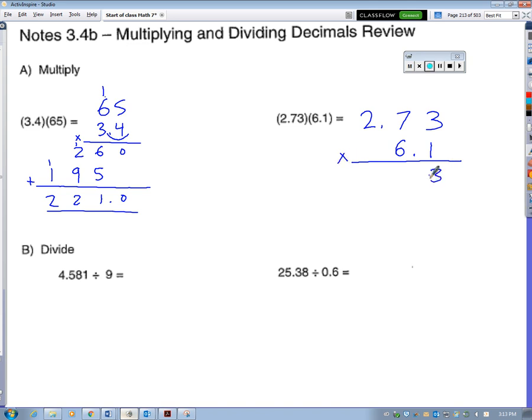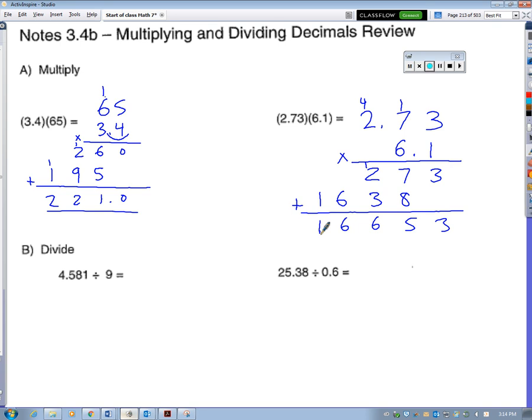1 times 3 is 3. 1 times 7 is 7. 1 times 2 is 2. Now I'm going to move to my next set of numbers. 6 times 3 is 18. Carry the 1 up. 6 times 7 is 42, plus 1 is 43. Carry the 4 up. 2 times 6 is 12, plus 4 is 16. Now I'm going to add all those together, making sure I've got my numbers in neat columns. 3, 8 and 7 is 15. Carry the 1. 3 and 2 is 5, plus 1 is 6. 6, 1.